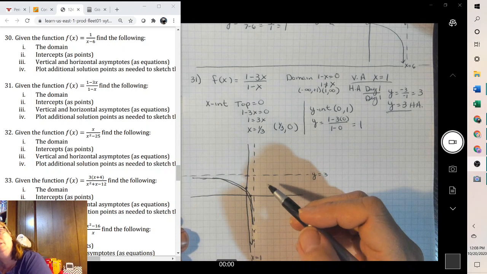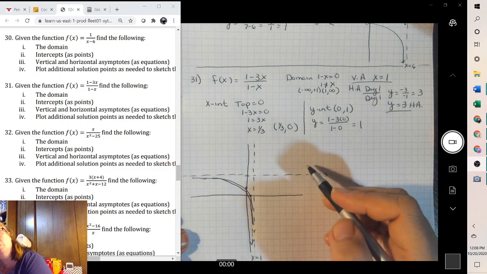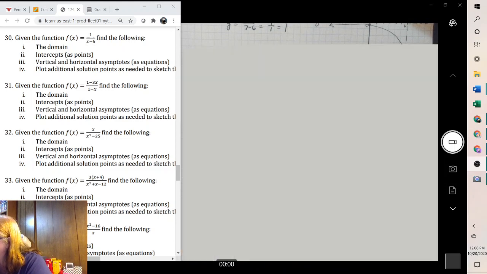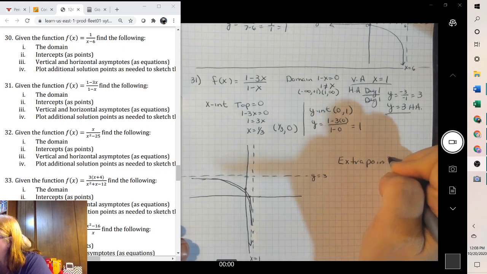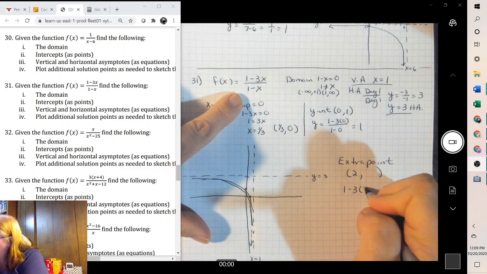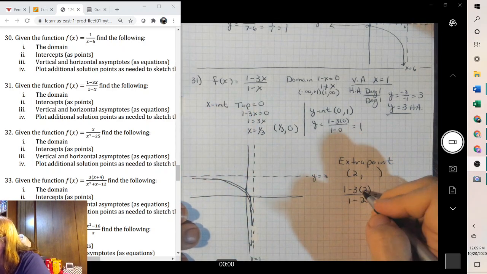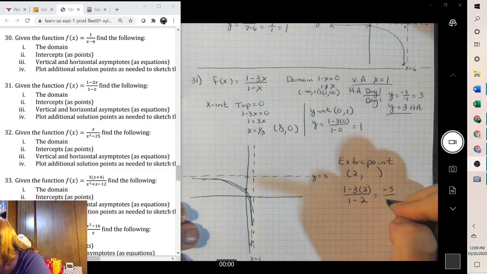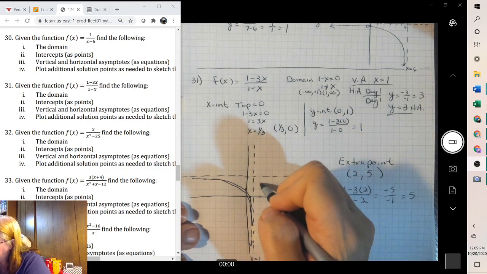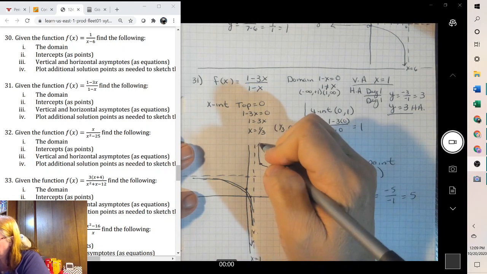The other one is either here or here. Well, we have to plug in a point. This is at 1, so plug in 2. We have 1 minus 3 times 2 over 1 minus 2. 1 minus 6, so -5 over -1, or 5. So our extra point is (2, 5): 1, 2, 3, 4, 5 here. And then you just draw your line. And there you go.